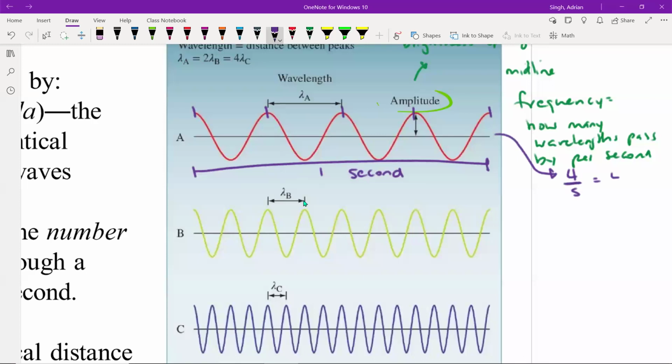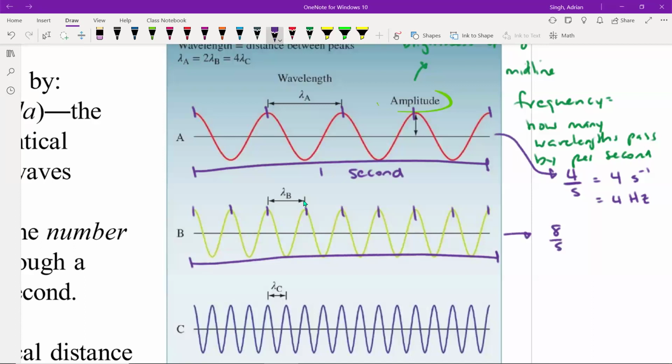So we would say 4 second to the minus 1, which is the same. Second to the minus 1 is the unit of hertz. So this would be 4 hertz. That would be the frequency of wave A. If I look at wave B, again, this time here is 1 second, same as above. So if I count the number of wavelengths passing by that 1 second, I have 1, 2, 3, 4, 5, 6, 7, 8. So for wave B, it's 8 per second or 8 hertz.